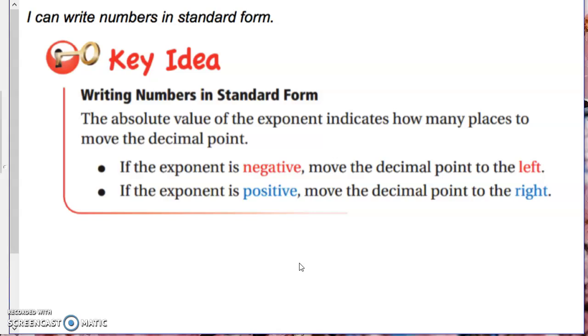And really what you think about is if you have a negative exponent, that means you're going to be dealing with a really, really small number. If you have a positive exponent, that means you're going to be dealing with a large number. So negative exponent, move the decimal point to the left. Positive exponent, move the decimal point to the right.